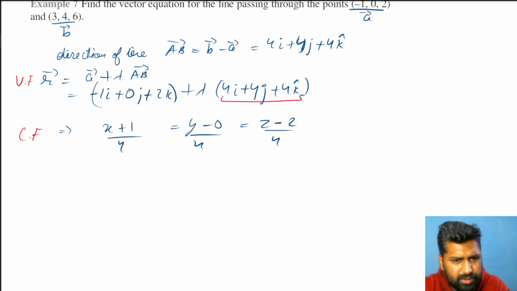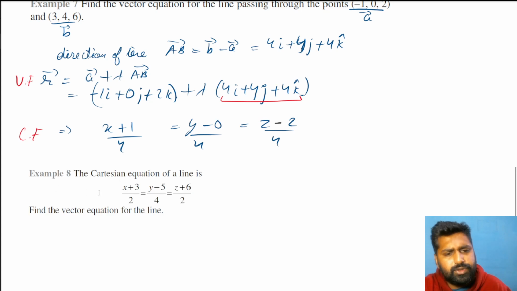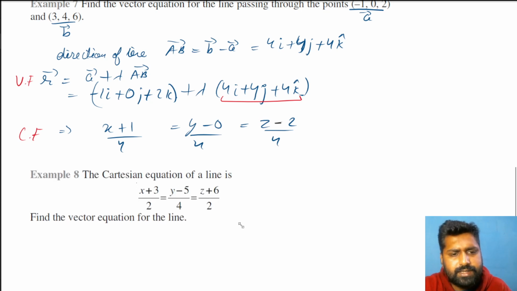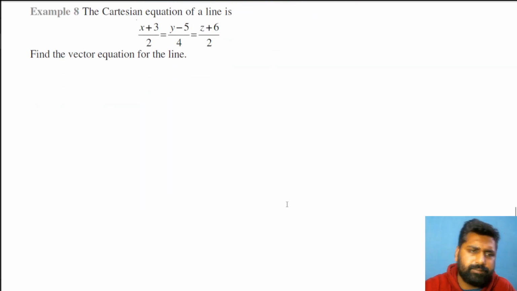You can do the reverse also. Suppose a Cartesian equation is given. So the conversion of equations should be pretty much clear. Whether a vector form is given, you should be able to convert into Cartesian. If Cartesian is given, you should be comfortable converting into a vector form. Let's see.